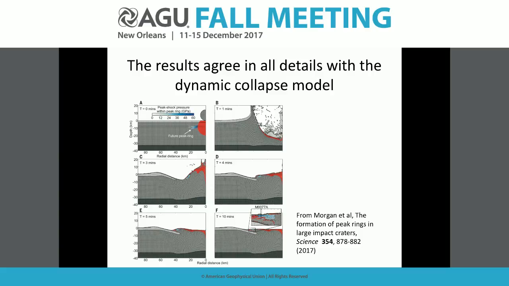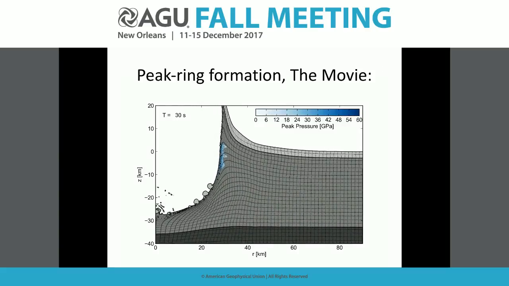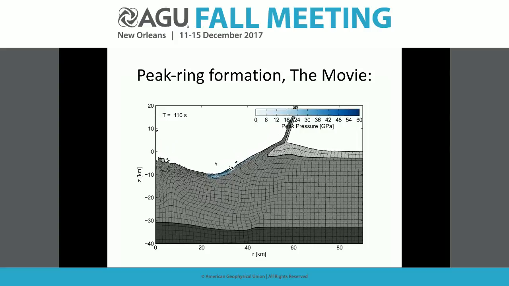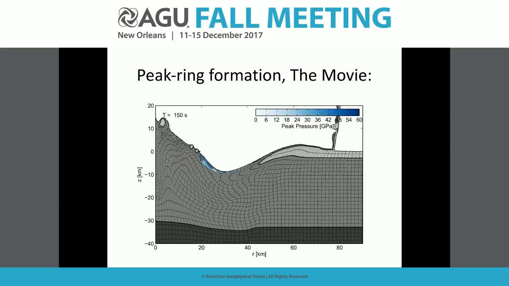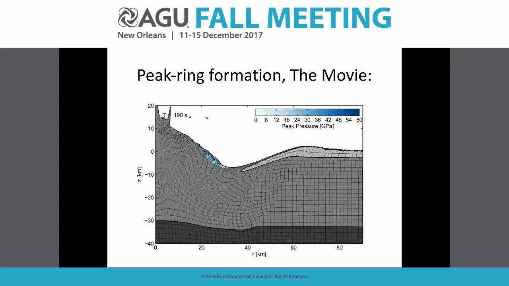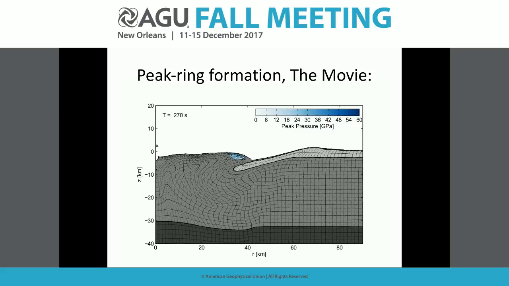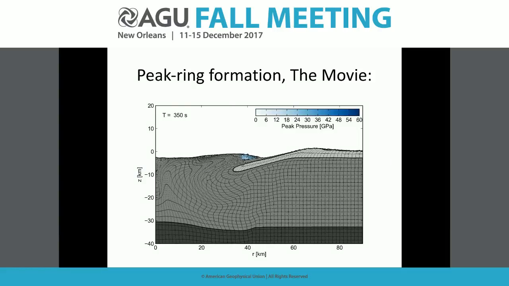And the next image I want to show is a dynamic simulation of that. This is an iSALE simulation in axial symmetry that Gareth Collins sent to share with everybody today. And you can see, again, this area of material that became the peak ring. The explosions that you're seeing on the surface might be a problem with the numerical model.